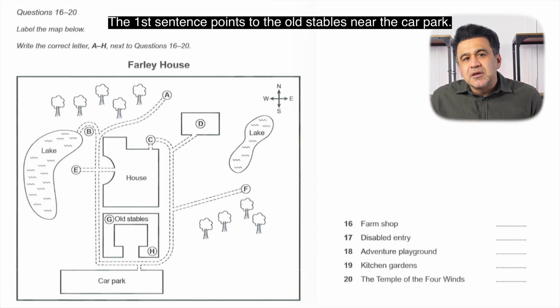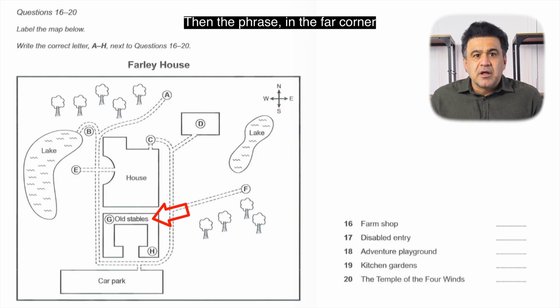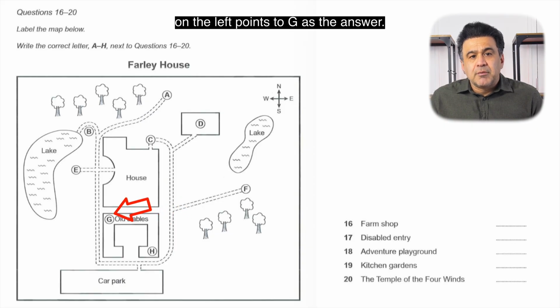The first sentence points to the old stables near the car park. Then the phrase in the far corner on the left points to G as the answer.